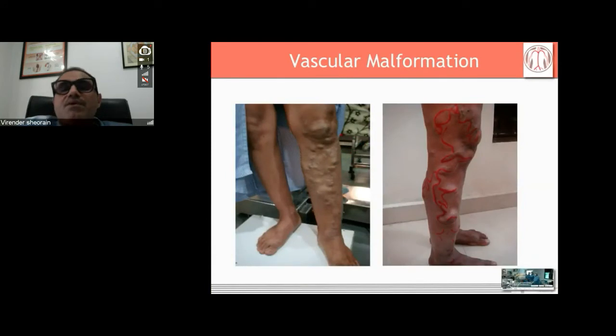Another spectrum when the patient comes to you is basically vascular malformations. So vascular malformation per se is a very big disease, I would say, or a spectrum, where you have arteriovenous malformation, which can be high flow, low flow. Then you have simple venous malformations, or you have venolymphatic malformations. So there are many combinations which come under this spectrum.